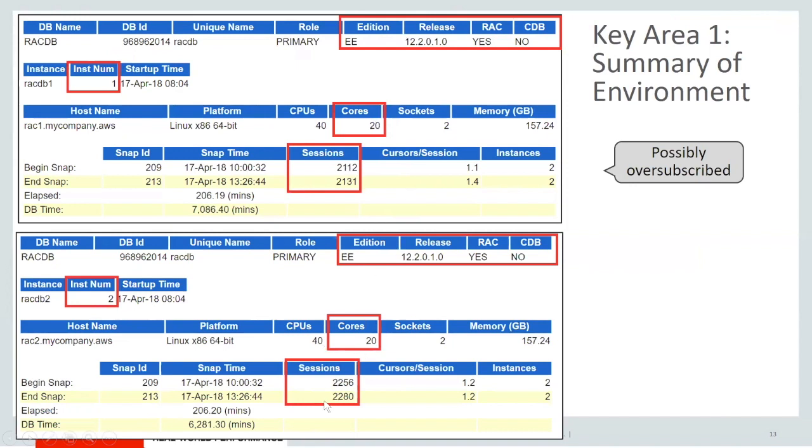They both have over 2,000 sessions connected into the database. Yeah, over 2,000 foreground sessions. This immediately raises not necessarily a red flag, but gives us the idea that this system might be oversubscribed. Now, what we mean by oversubscribed, I'm not going to exactly explain that right now.